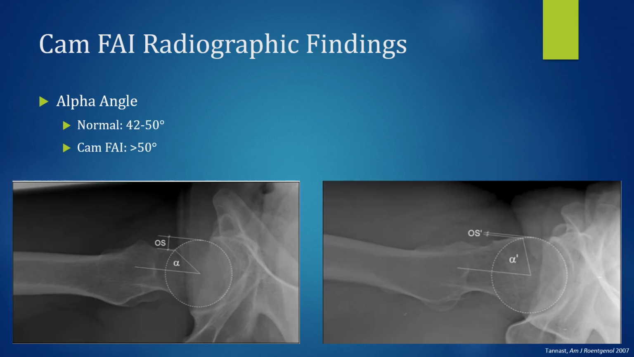Most sources will accept an alpha angle between 42 and 50 degrees as normal. An alpha angle greater than 50 degrees is indicative of cam FAI. You can see in the X-ray on the right how a larger alpha angle will result in more of a cam FAI deformity. If the femoral head has a larger cam bump, the second line extending outward from the circle will be more medial, increasing this alpha angle.